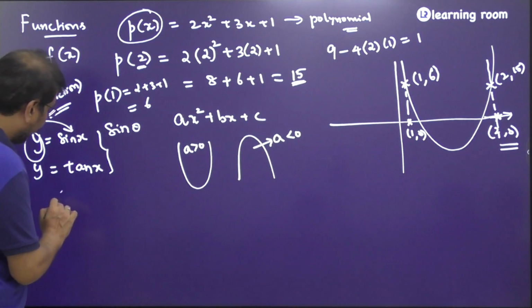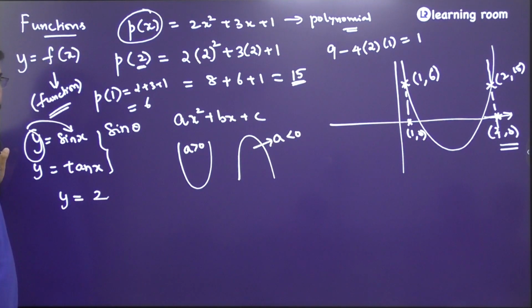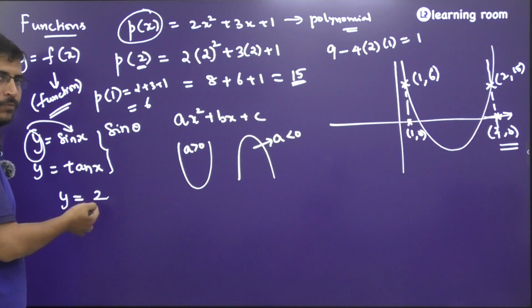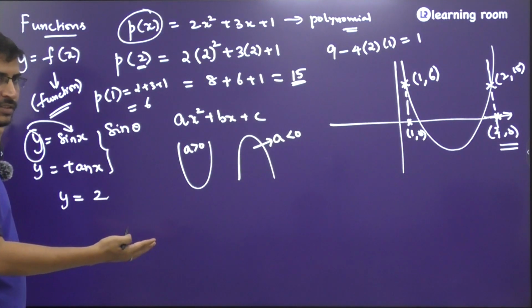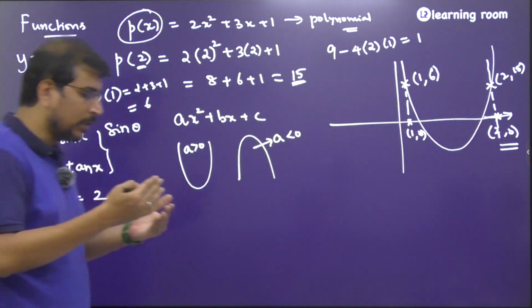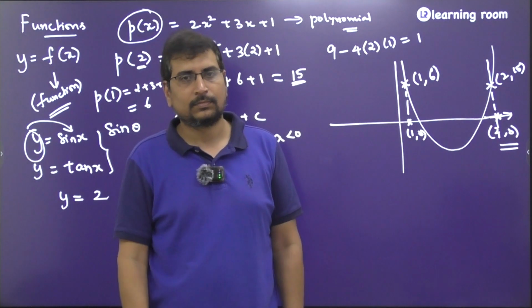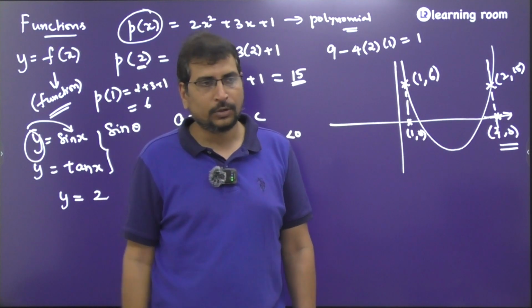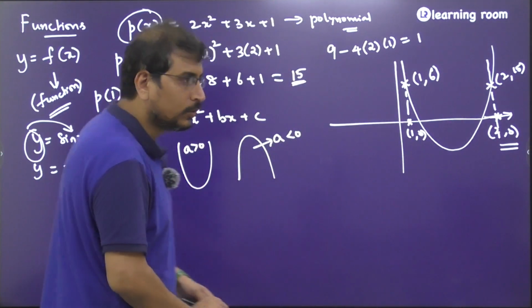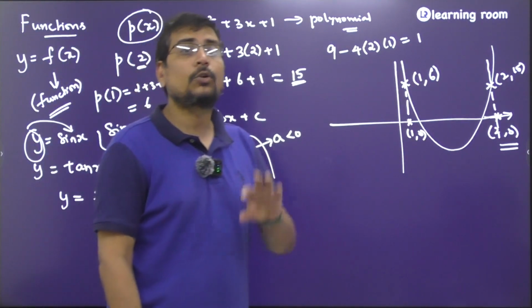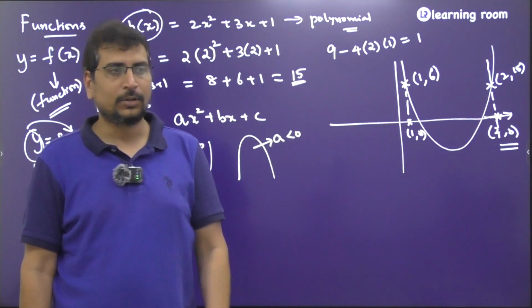Independent means, see, for example, y is equal to 2. This is also a function. You call it a constant function. Why do you call it a constant function? Because on this side there is no variable, it's a constant value. 2 is a fixed number. See, in your 9th grade, you would have had this question. Is 2 a polynomial or not? Is 2 a polynomial? Yes. Why do you call it a polynomial? You can write it as 2 into x power 0. It is a constant polynomial, but still it is a polynomial.